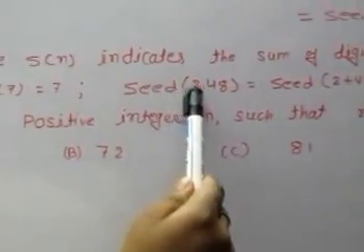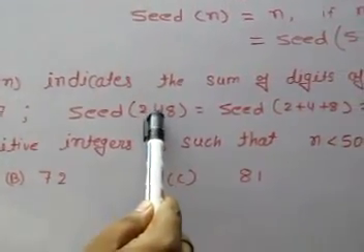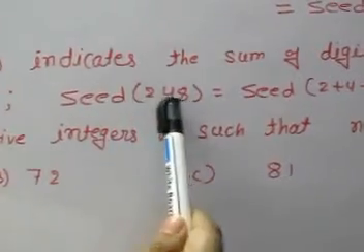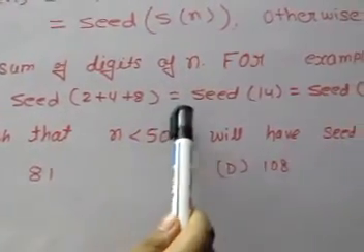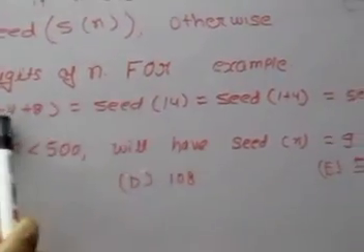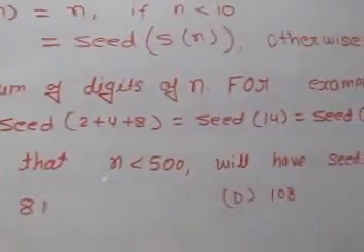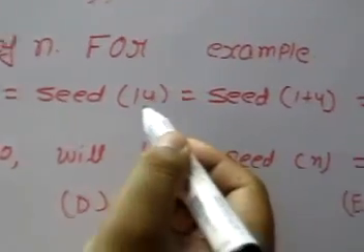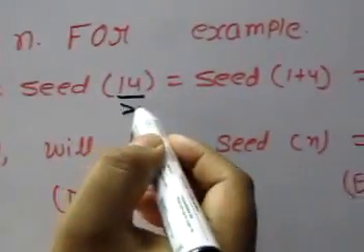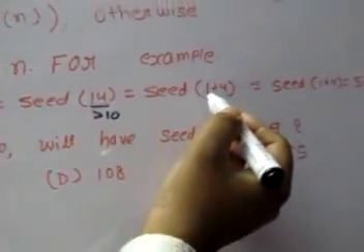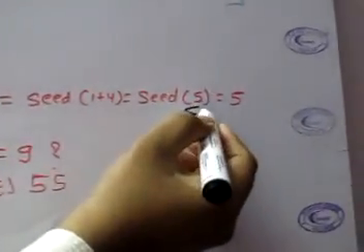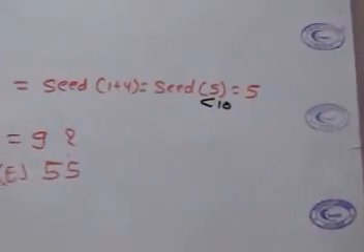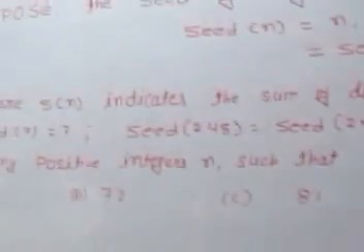While for seed 248, now 248 is more than 10, that means seed 248 is equal to seed of 2 plus 4 plus 8, which is equal to seed 14. 2 plus 4 plus 8 is equal to 14, hence seed 14. Again 14 is more than 10, hence this is equal to seed of 1 plus 4, which is seed 5. Now 5 is less than 10, hence this is equal to 5. So this is how the seed function is defined here.